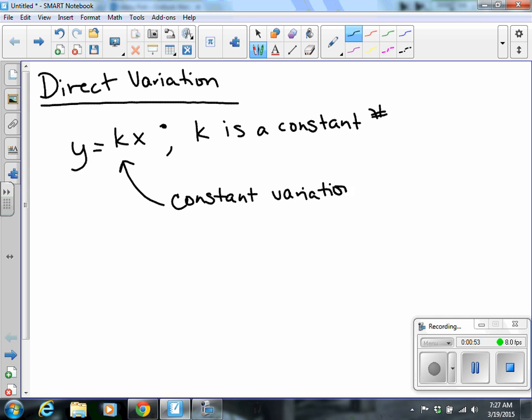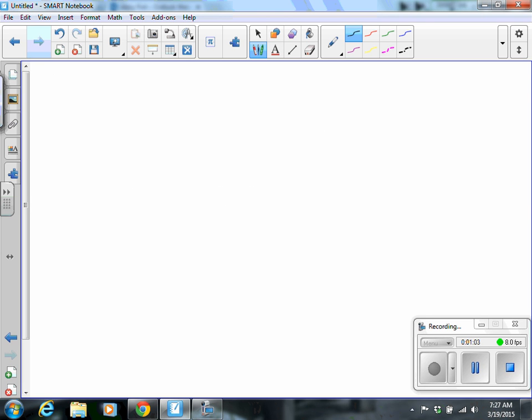And this is what makes it a direct variation, because there's nothing added on afterwards. It's just kx. So for example, we are to find the constant of variation. So for instance, if y equals 28, x equals 7, k equals what?